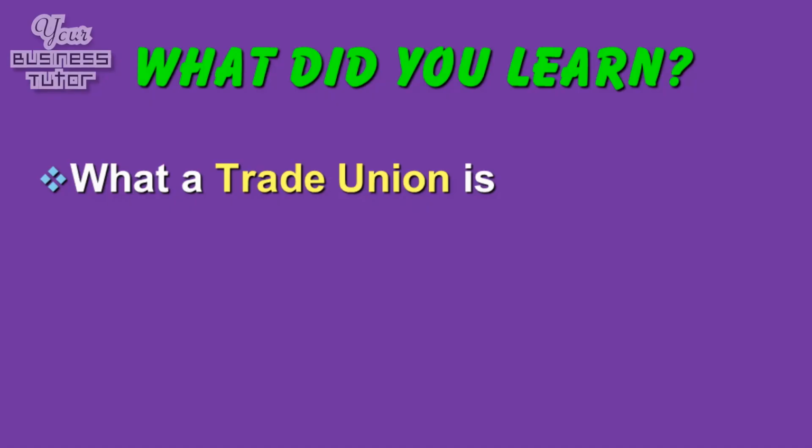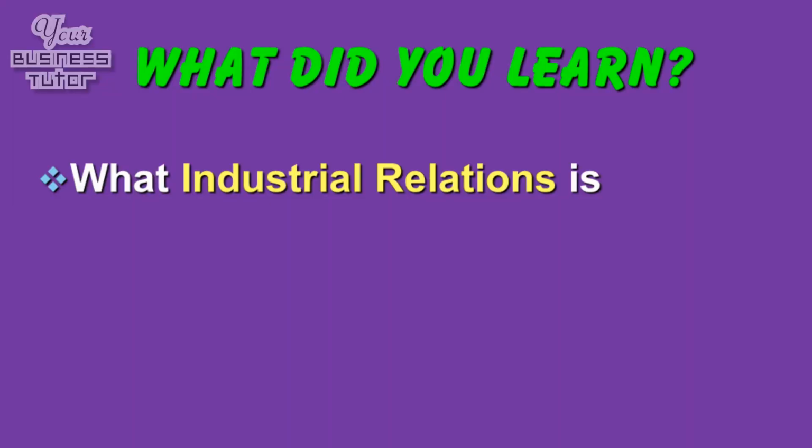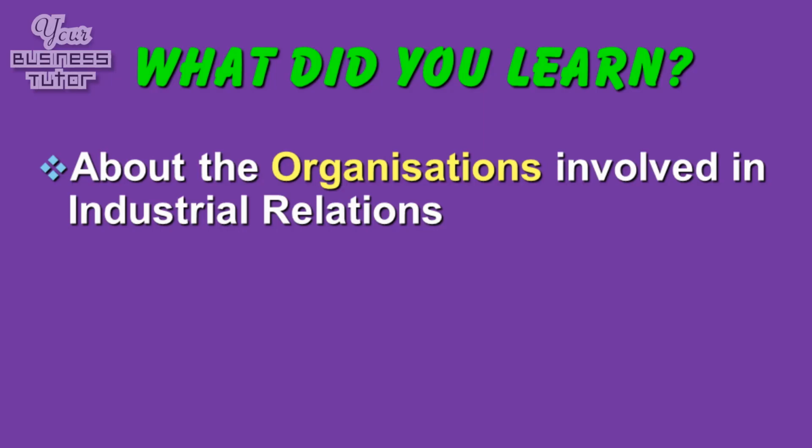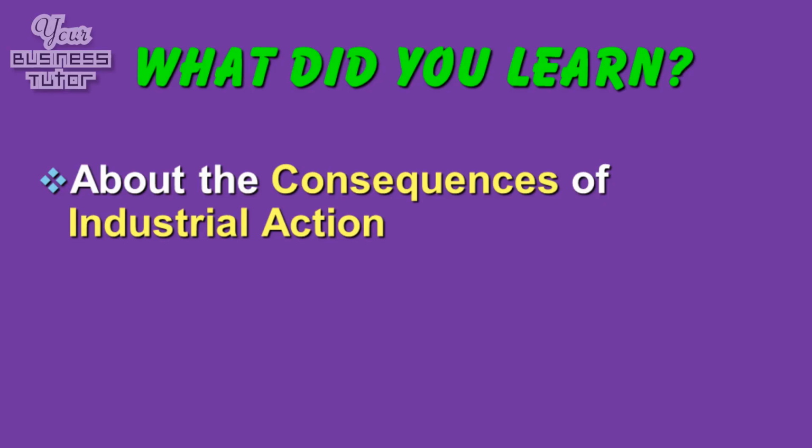So what did we learn in this presentation? Well, first of all, we found out what a trade union is. Then we went on to discover what industrial relations are. After that, we found out about the organisations involved in industrial relations. And then finally, we looked at the consequences of industrial action.